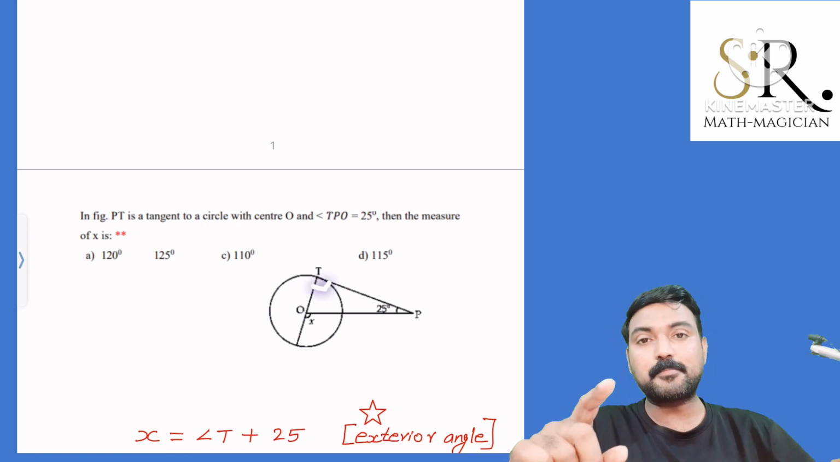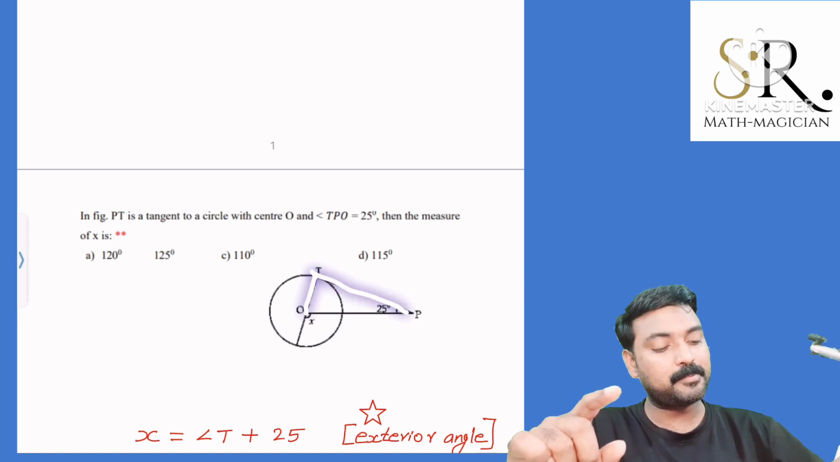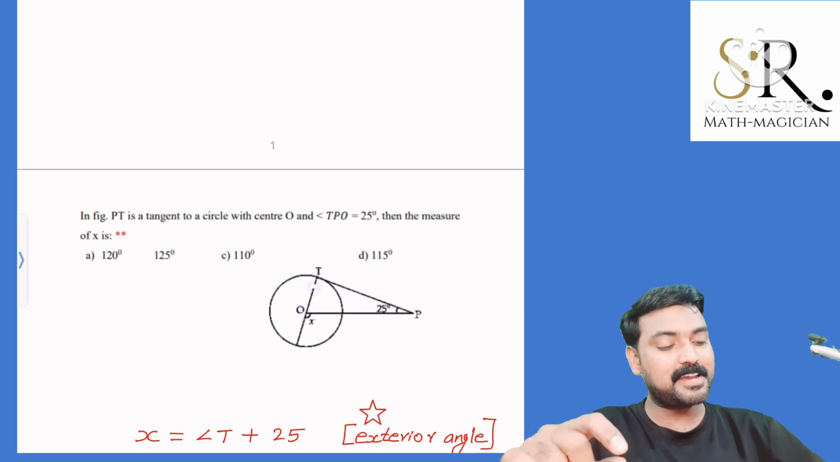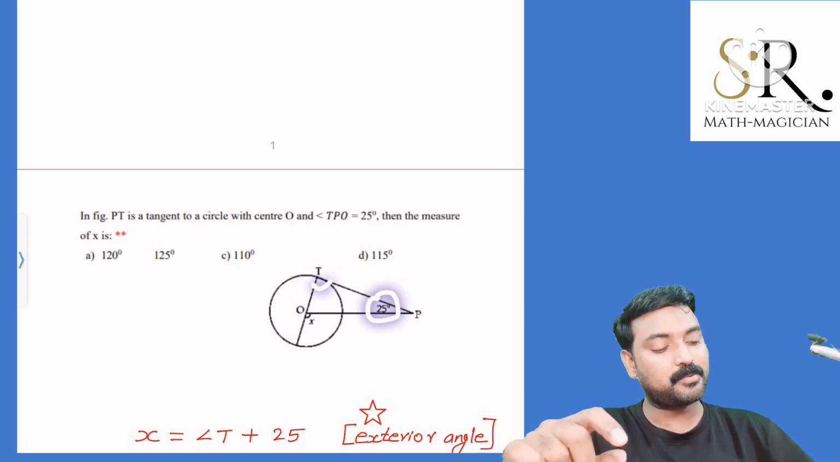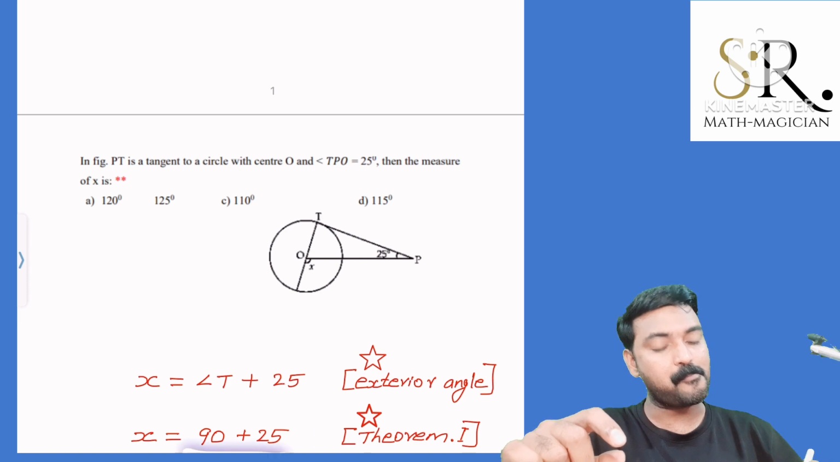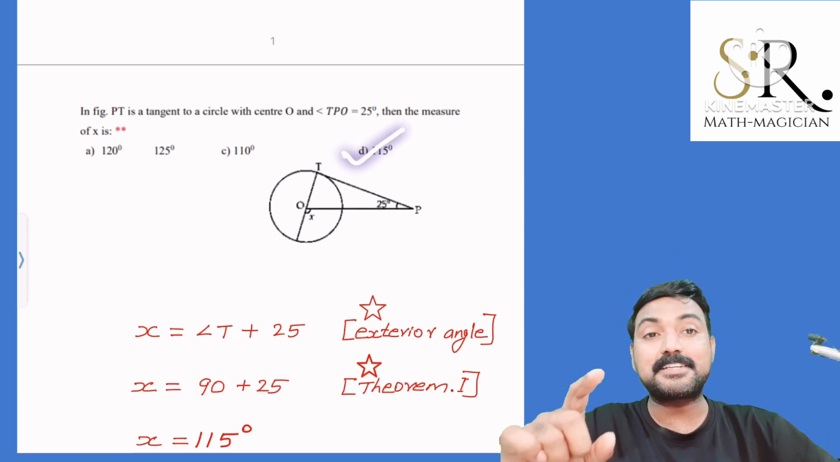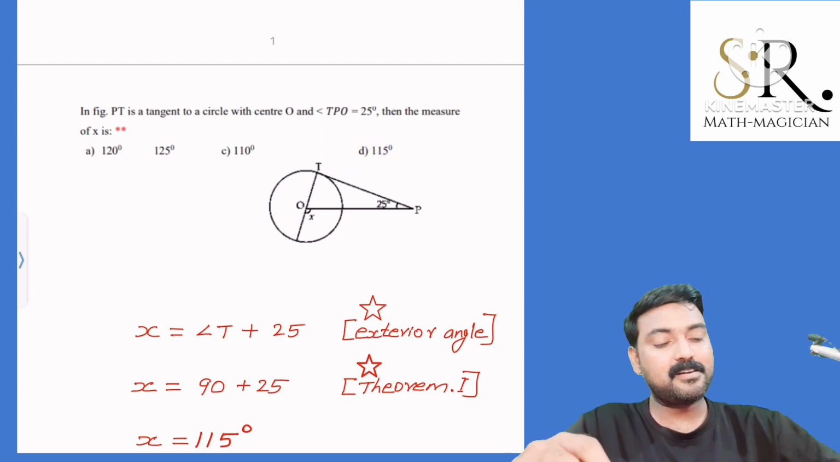We studied theorem number 1. This is the radius of the circle. This is the tangent. It will be perpendicular. So what's the value? 90 degree. So this is 90 degree, this is 25 degree. So what will be the sum? 90 plus 25? 115. So option D is the right answer. Now we can move to the next question.